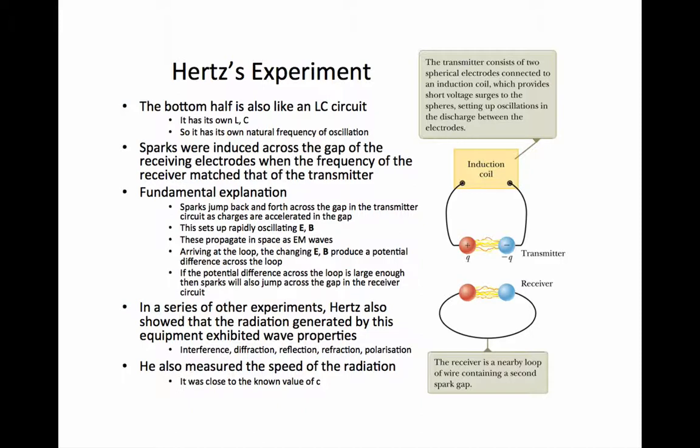Have a look at the demonstration in the following video that will help you understand the experiment, and also see how you can run a classroom demonstration of the production and reception of radio waves.